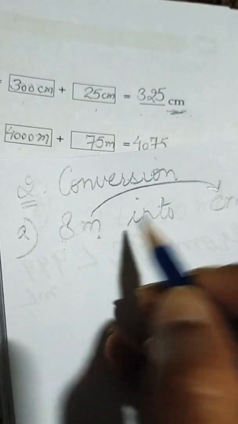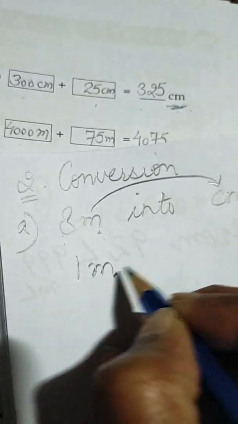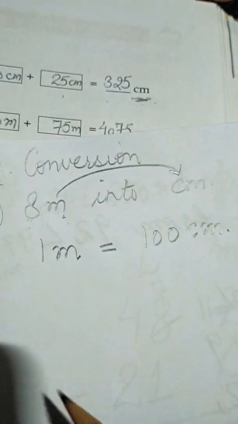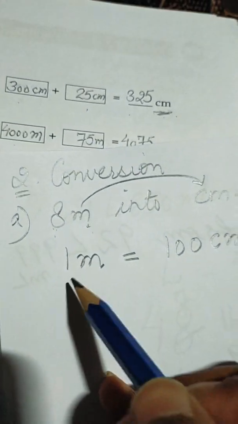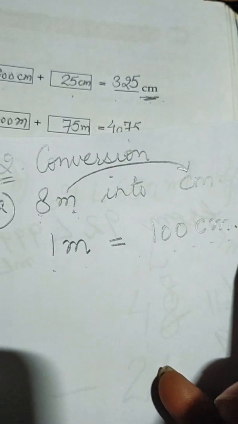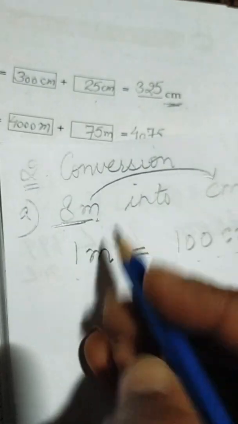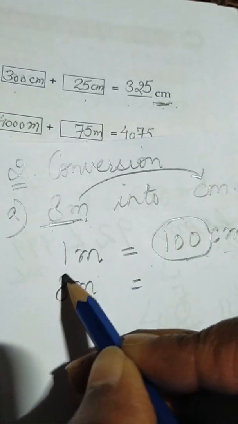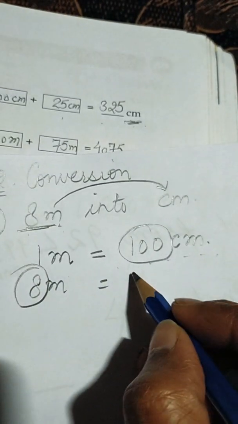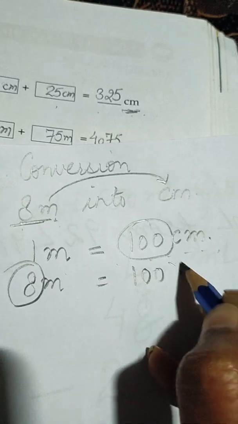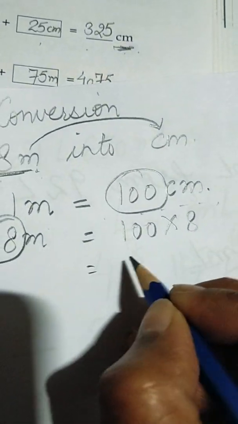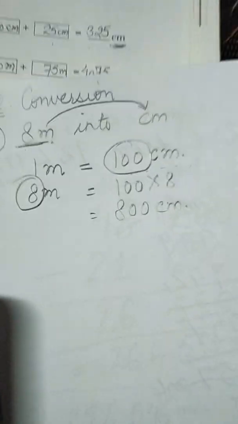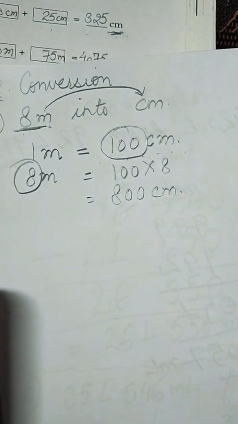8 meter is there. Firstly, we will write 1 meter is equal to 100 centimeter. Now the question is 8 meter. So here 100 and 8 both will be multiplied. 100 multiplied by 8, we will get 800 centimeter.